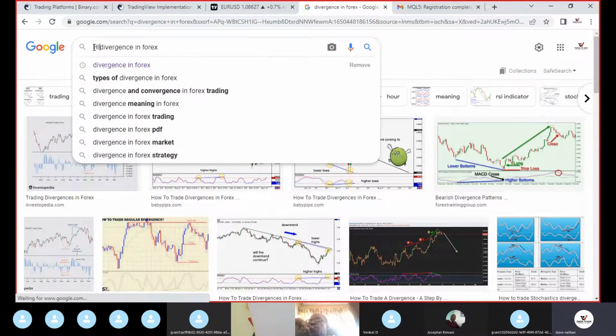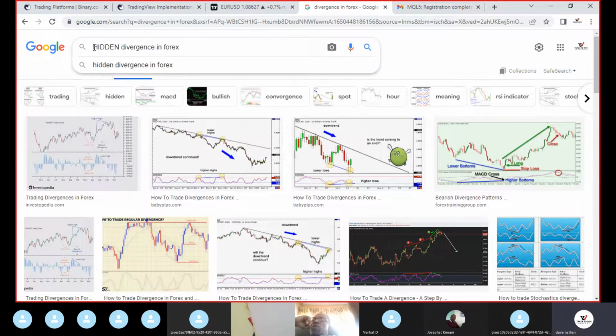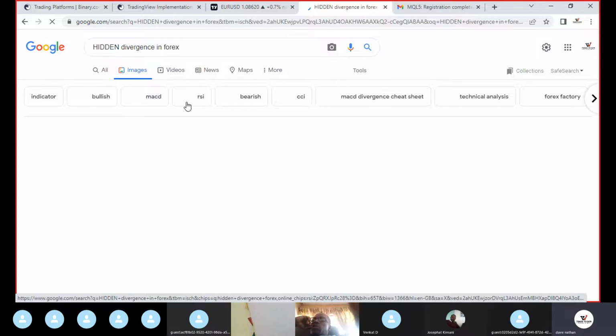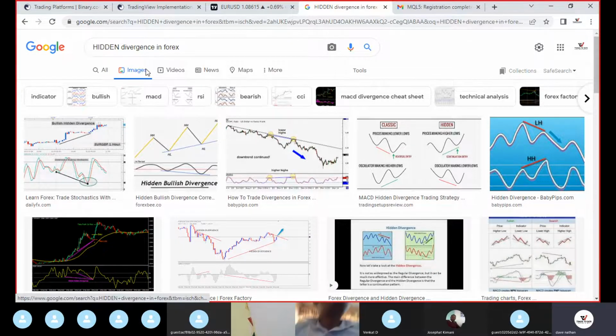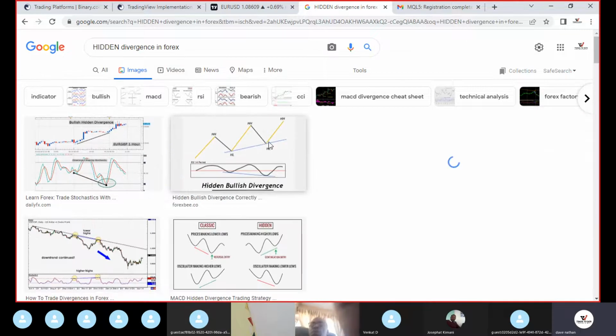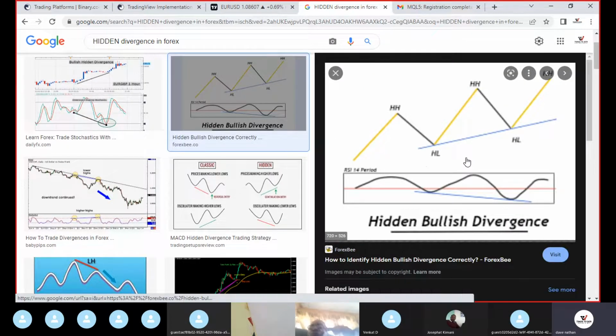So we are going to be looking at hidden divergence because we are trading with a trend, and the trend in this case comes from the Trend Flow indicator. That's what we are going to be using as a case study. So this is what we are going to be looking at. It's a divergence, a hidden divergence.